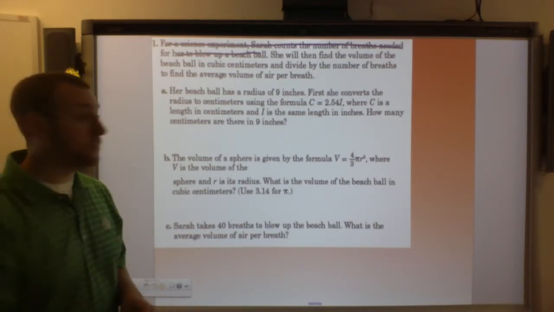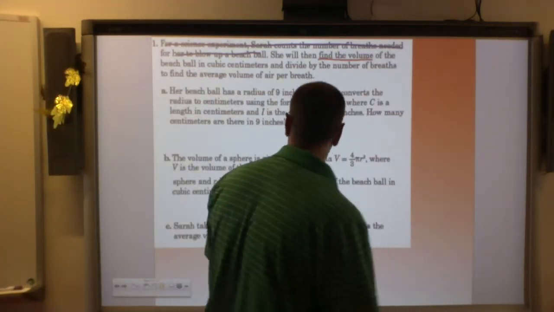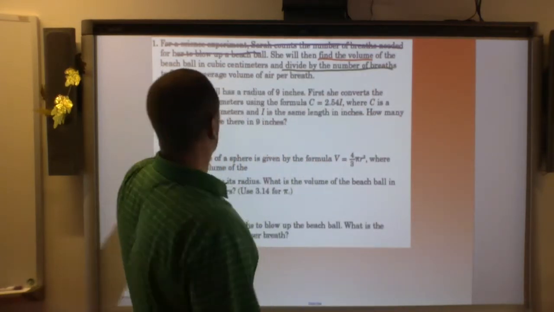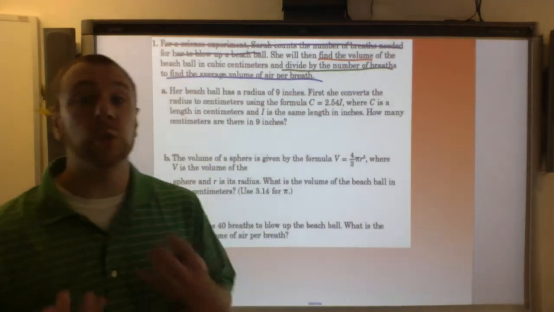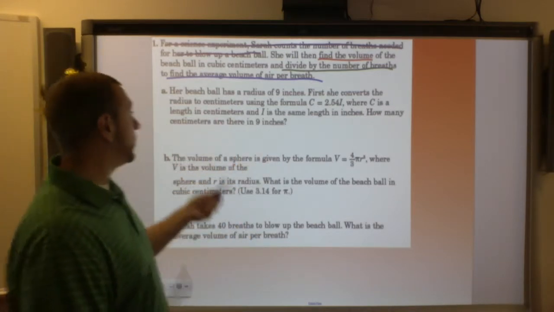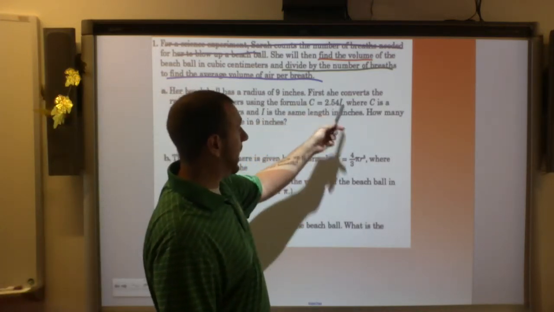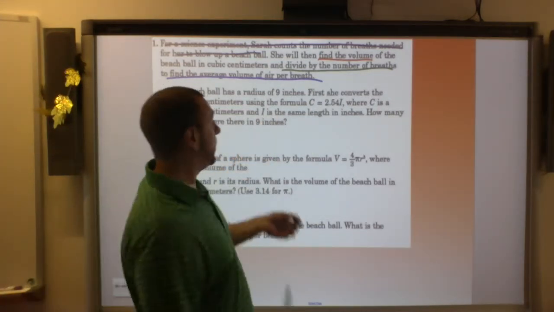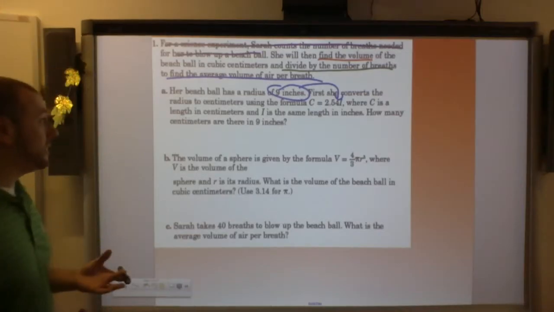That is a procedure. She is going to find the volume and then divide by the number of breaths to find the average volume of the air per breath. That is a procedure. That is how you are going to do this problem. So her beach ball has a radius of 9 inches. First she converts radiuses to centimeters. They're using the formula C equals 2.54 I, where C is the length in centimeters and I is the length in inches. Okay, really, it's just saying 9 inches, plug it in there, and how many centimeters?